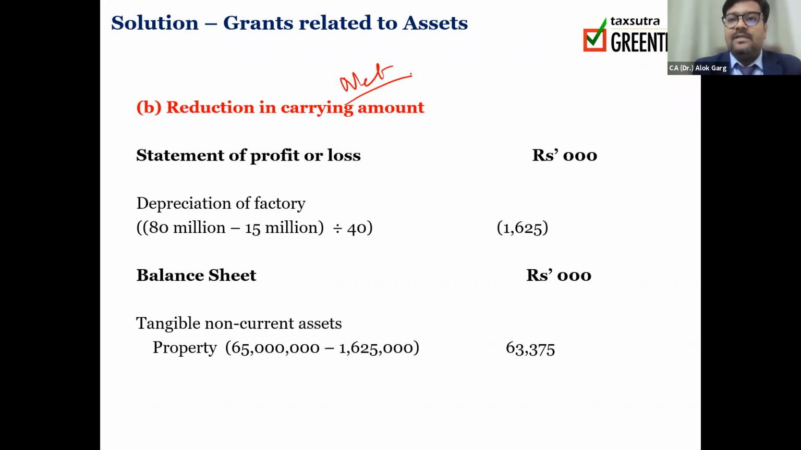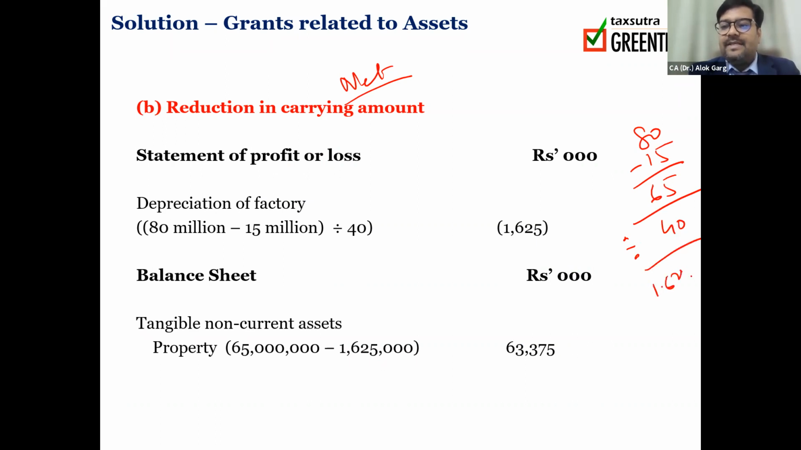So 80 million is the total amount minus 15 million. 65 million is the cost of the asset. 65 divided by 40 will give you 1.625 million. Okay, so 16,25,000. So 80 minus 15 divided by 40. So there is only a single line item in the P&L, which is 16,25,000. And there will be no grant in the balance sheet or P&L. Why? Because the grant has been reduced from the cost of the asset.